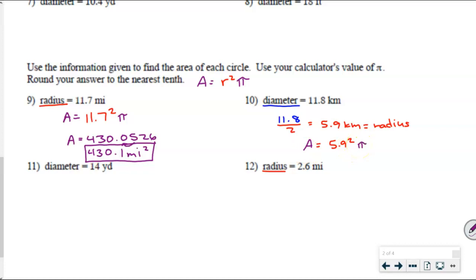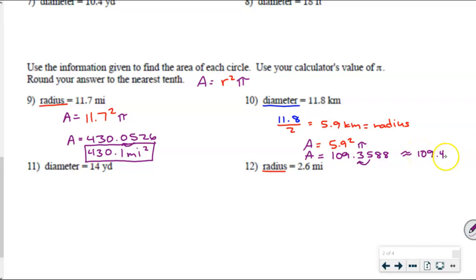Type that into your calculator. 5.9 squared multiplied by pi. When I type that into my calculator, I get area is equal to 109.3588. And of course there's more, but since I'm rounding to the nearest tenth, this is good enough. When I round to the nearest tenth, that means I'm keeping the tenths place. I need to look to the hundredths to see how it affects the tenths place. And the hundredths is a 5. That's going to make that tenths place round up to 109.4.